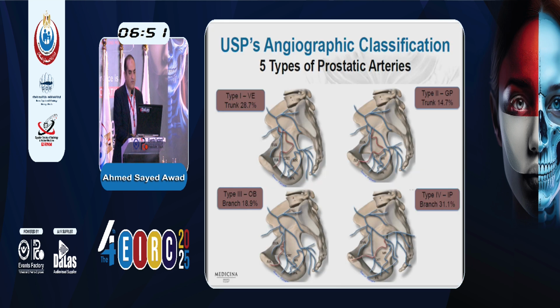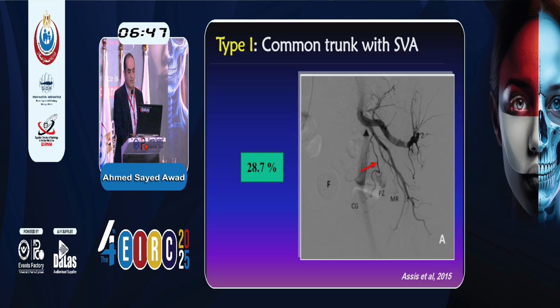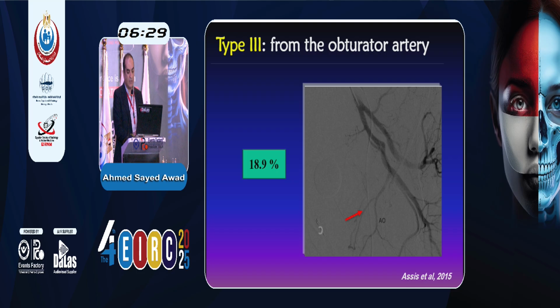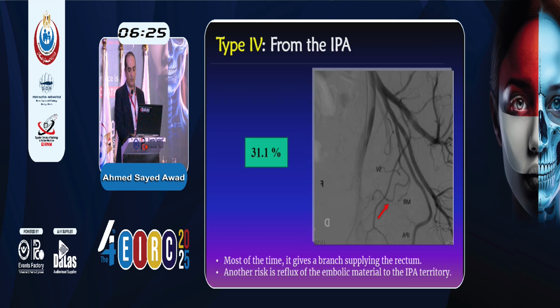According to the Sao Paulo classification, Carnevale et al., the prostatic artery is classified into 5 types. Type 1, arising as a common trunk with the superior vesical artery, which may be short or long. It is considered the difficult type of prostatic artery due to the acute angles. Type 2, arising inferior to the superior vesical artery from the anterior trunk. Type 3, arising from the obturator artery. And type 4, arising from the internal pudendal artery.